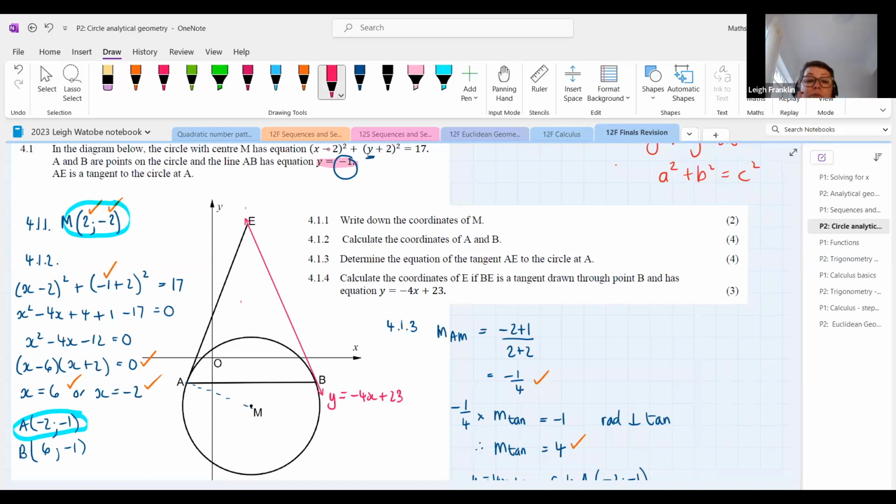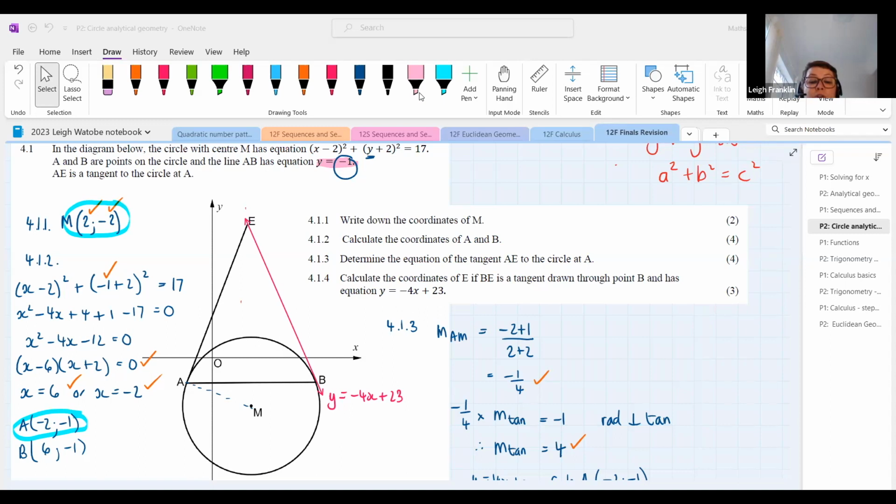Bearing in mind, you've just worked out the equation of AE. What do you think they want from you? What do you reckon they want, guys? That's it, Lebogang. Good. Okay, equate the two equations of the tangents. At E, the equation of line EB equals the equation of line EA.